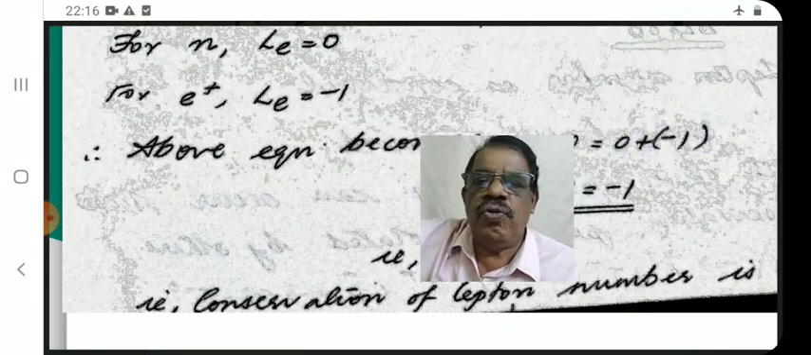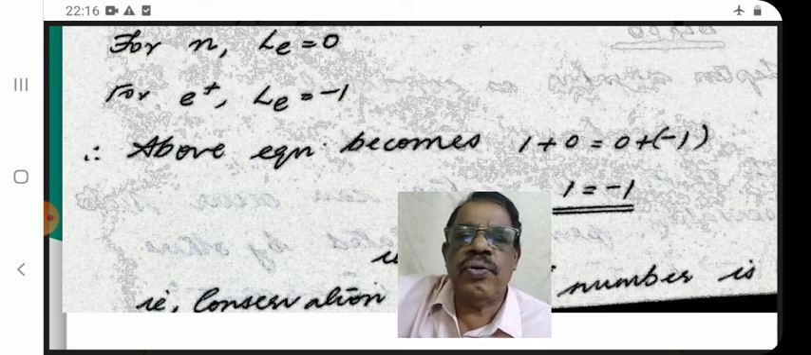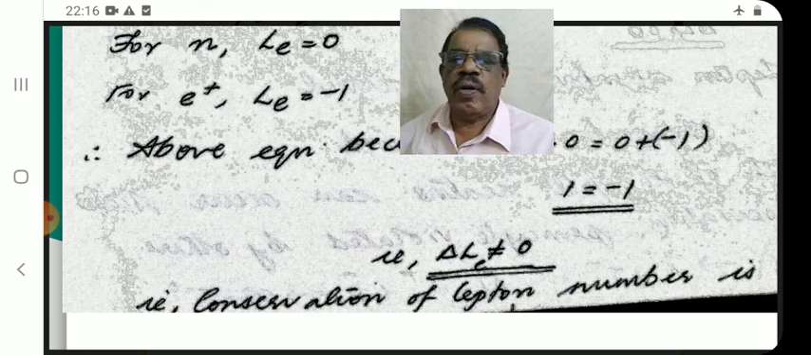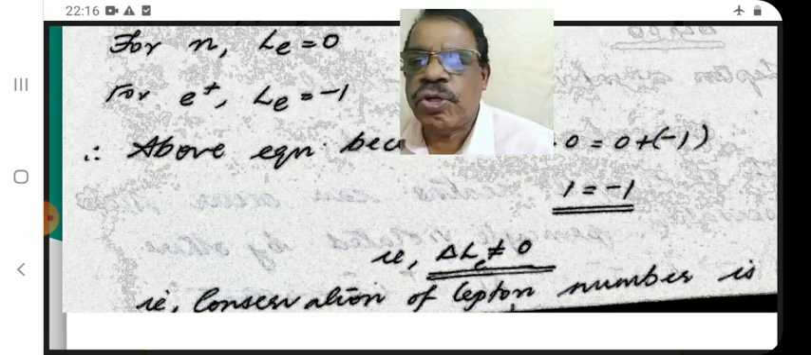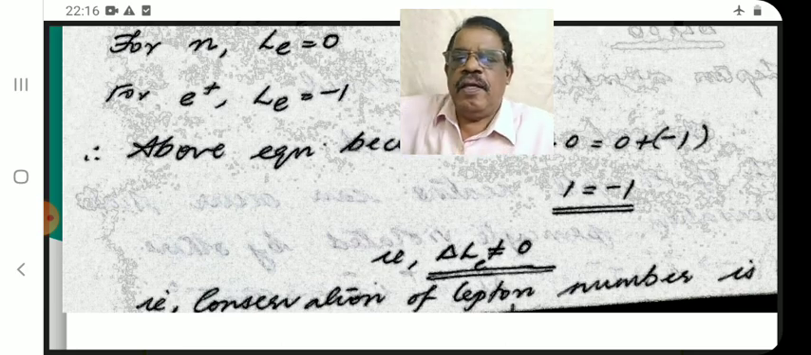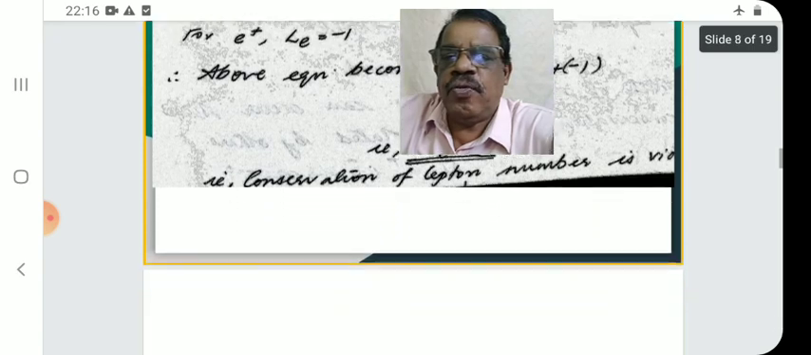We put the values. Then the equation becomes 1 plus 0 is equal to 0 plus -1. 1 is -1. That is delta L not equal to 0. The conservation of lepton number is violated. The reaction is not possible. The lepton number is violated.